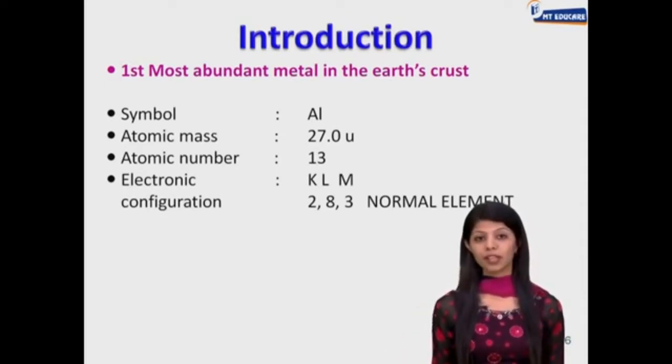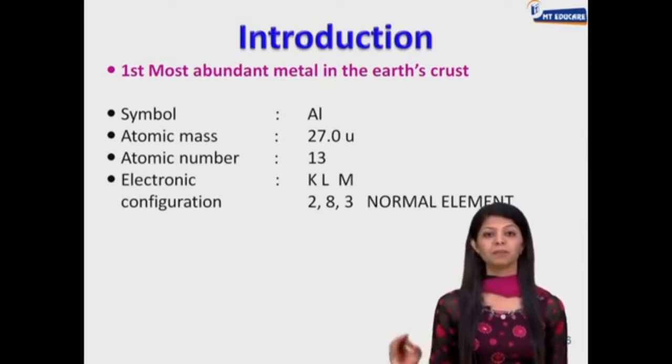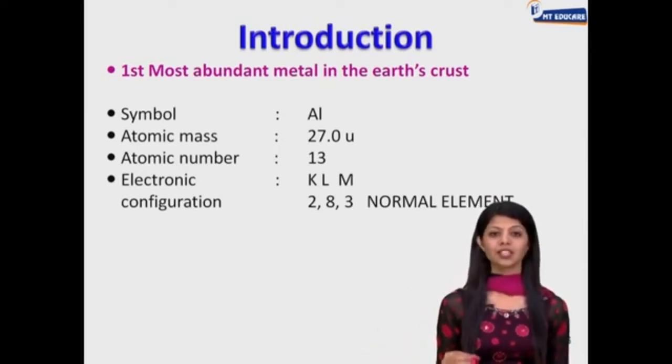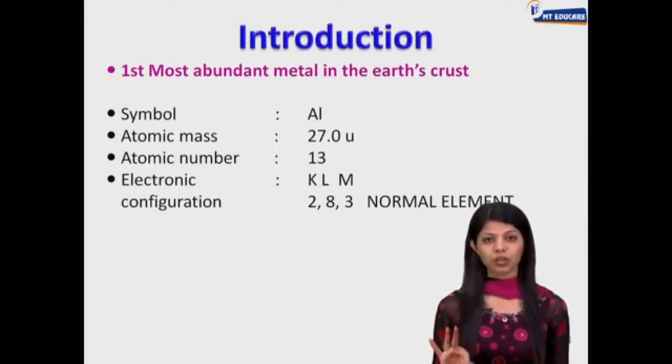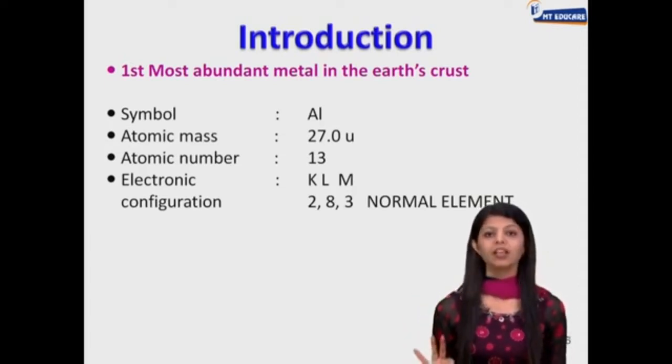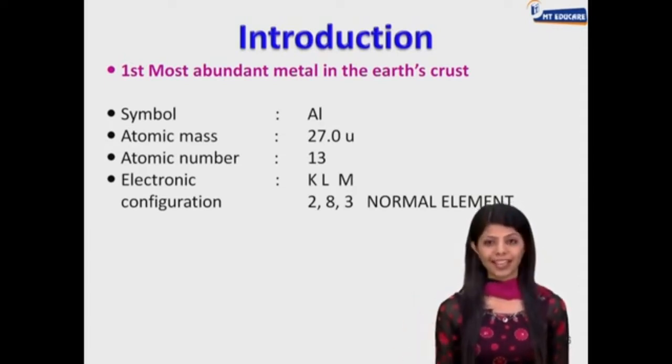Which element is called a normal element? Whose last shell is incompletely filled. क्योंकि इसके लास्ट शेल में 8 इलेक्ट्रॉन नहीं है, 3 इलेक्ट्रॉन है, तो इसका लास्ट शेल इनकम्प्लीट है, तो इसको हम लोग बोलेंगे नॉर्मल एलिमेंट.